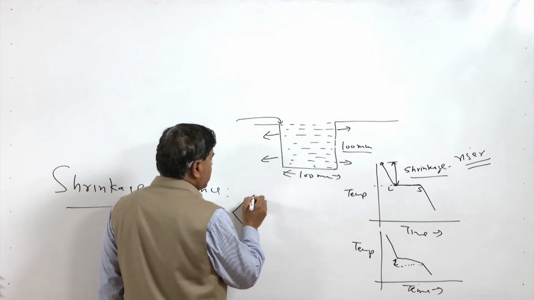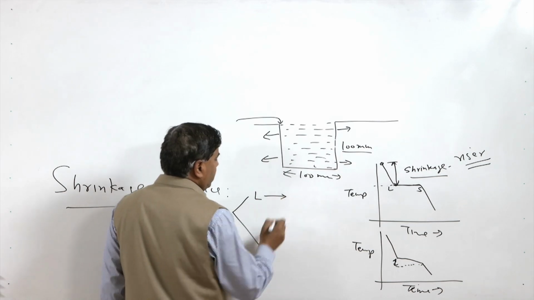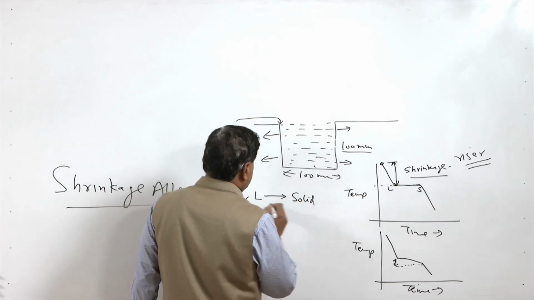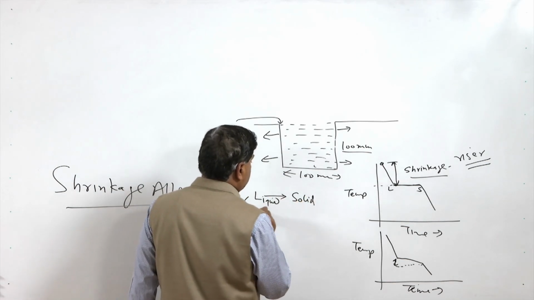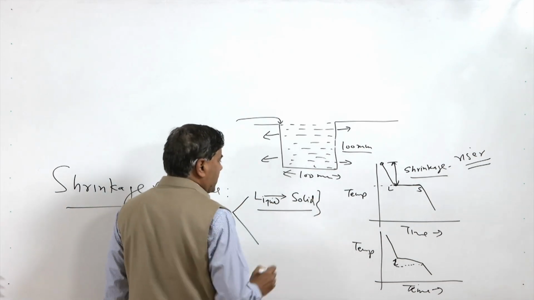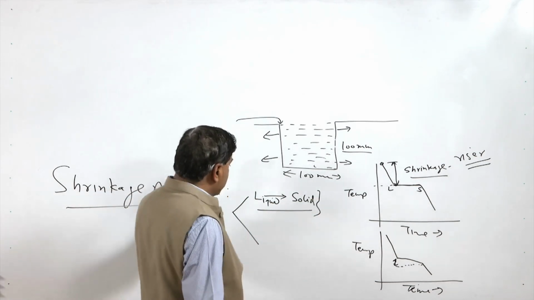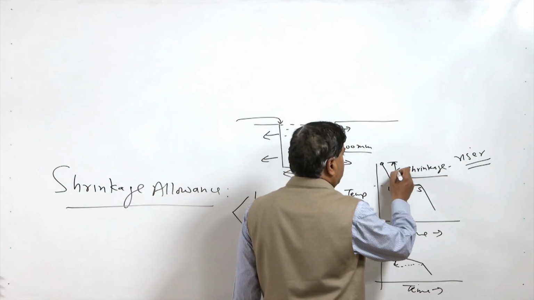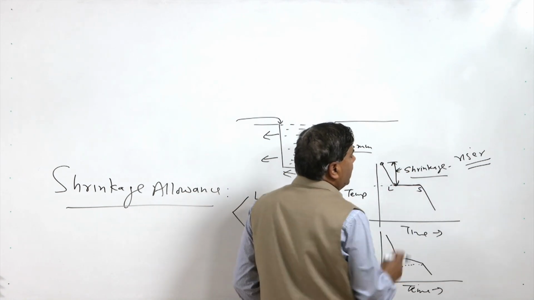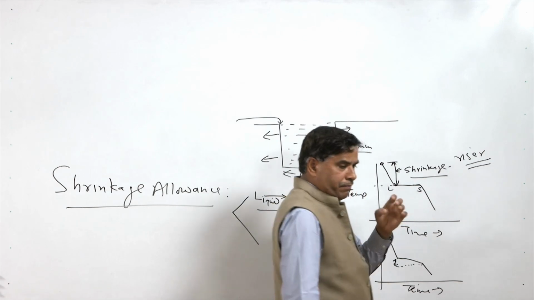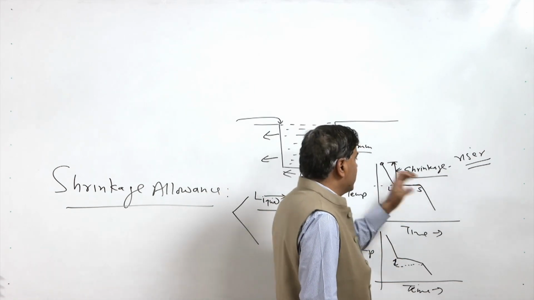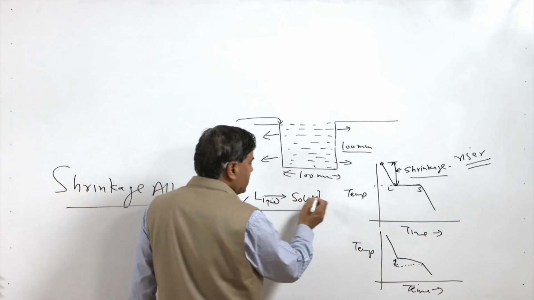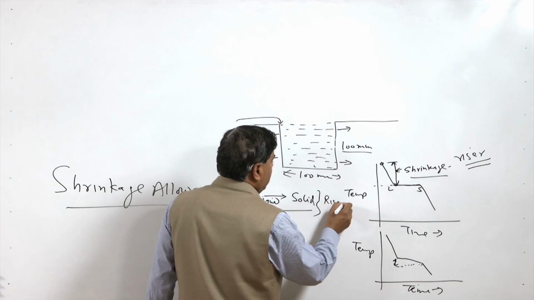One shrinkage is due to the transformation of the molten metal from the liquid to the solid state, and this type of shrinkage is taken care of, apart from the shrinkage which takes place in the liquid metal due to the reduction in temperature. This reduction in temperature, as well as the shrinkage which occurs due to the change in state of the metal from liquid to solid, is also taken care of by the riser. So, liquid to solid state transformation is taken care of by the riser.